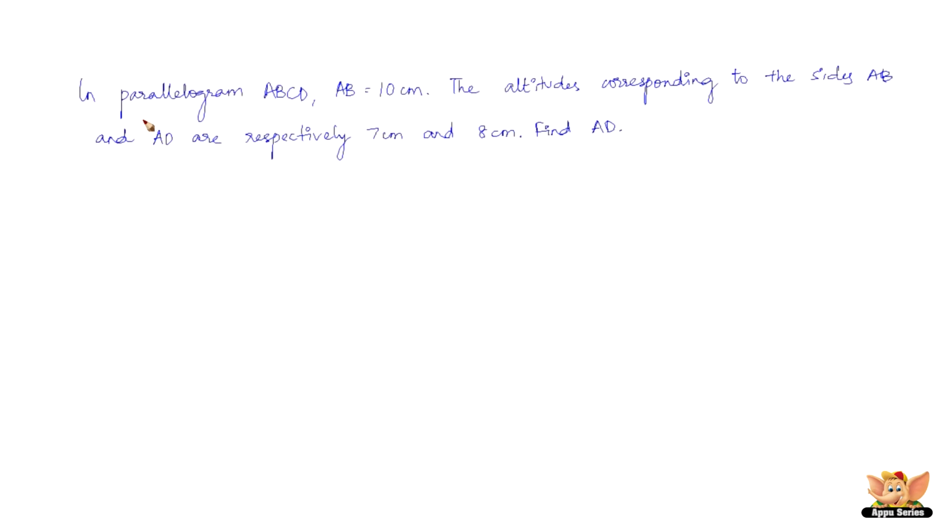Let us solve another problem. In this problem, we have parallelogram ABCD where AB is equal to 10 centimeters. So let us draw one. We have AB as 10 centimeters and then obviously the opposite side also will be equal, that is DC. So join them both. So we have ABCD.